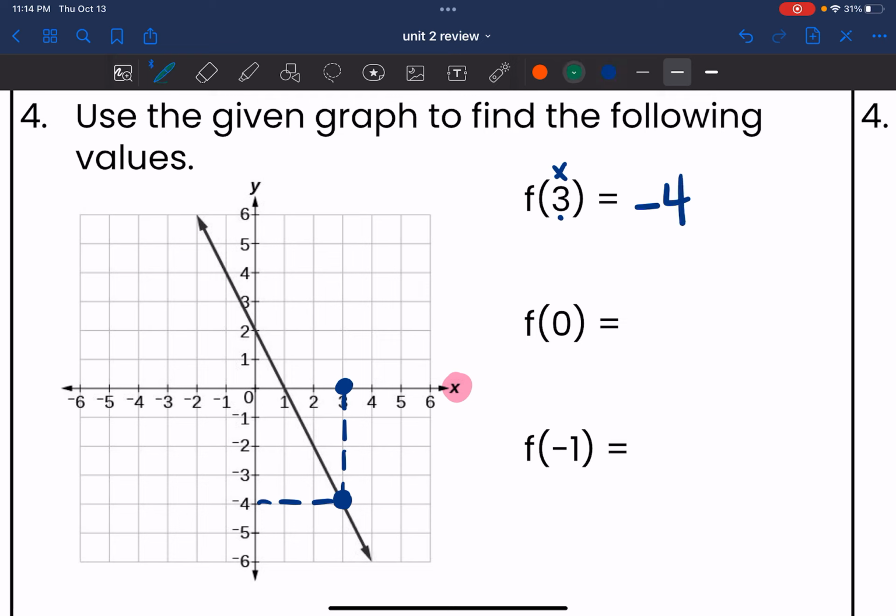Okay, now let's do f of 0. So find 0 on the x-axis. Then find your function, and it hits right here. The y value of that point is 2. And then the last one is -1. Follow that up to the function, and then find the y value, which is +4.